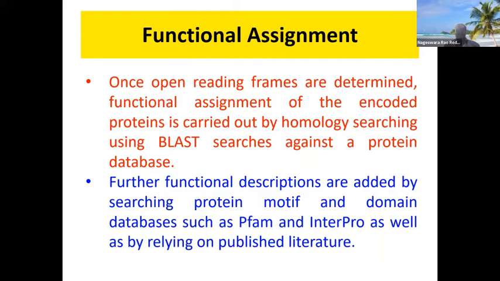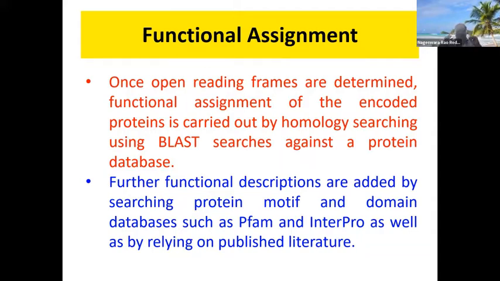Once you have confirmed that the gene is present, we should know what the gene does. The first thing is we have predicted the gene, but the second thing is we should know what the gene is actually doing there. When you know that, only then can you say that this gene is present and has so and so function. The functional assignment is done in different ways.